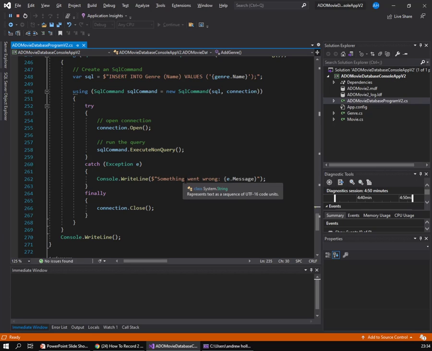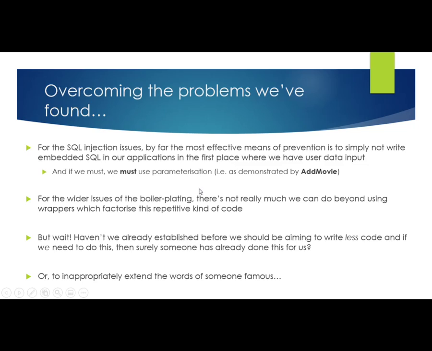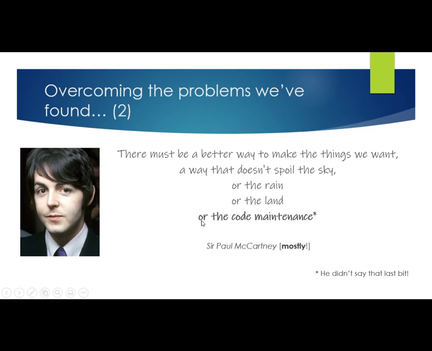And this is boilerplate code we want to try and get rid of, because remember, the word to remember is DRY. Don't repeat yourself. Don't keep writing similar code again and again and again and creating extra code that you've got to maintain and change. And it means there's more things that can break later on and more headaches for code maintenance in the future. So we want to try to avoid this repetitive, similar type code. So we want to avoid doing that, or to put it, to inappropriately extend the words of someone famous, we can say this: he didn't really say that last bit, that code maintenance, but it kind of works.